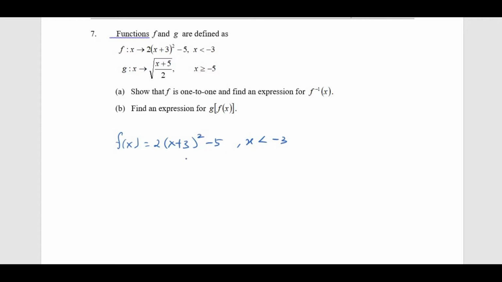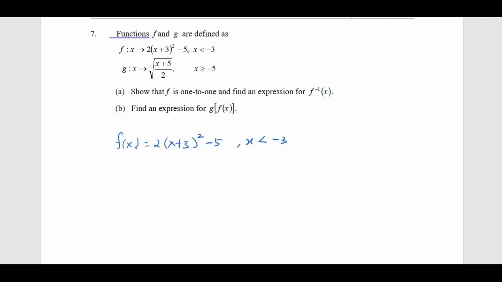To show whether this is a one-to-one function or not, you have two ways of doing that. The first method is the algebraic approach, and the second method is a graphical approach, where you sketch the graph and then do the horizontal line test. Okay, I'll choose the second one. So I want to sketch this graph first.